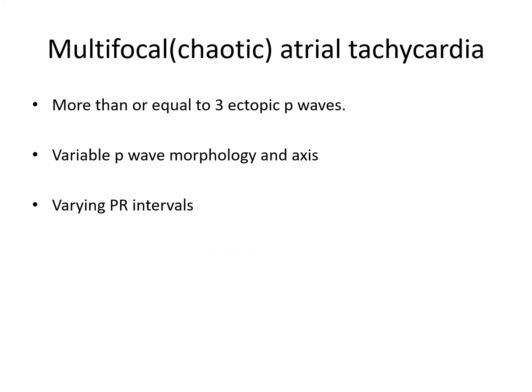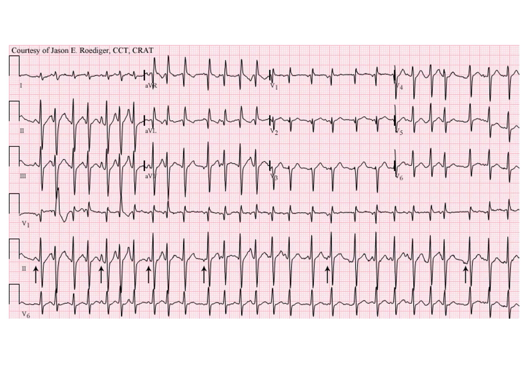The next type is a multifocal, also known as chaotic atrial tachycardia. Here there are greater than or equal to 3 ectopic waves because of the presence of multiple ectopic foci within the atria. The P wave morphology and axis is variable, and the PR intervals will be varying throughout. So let's see a prototypical ECG.